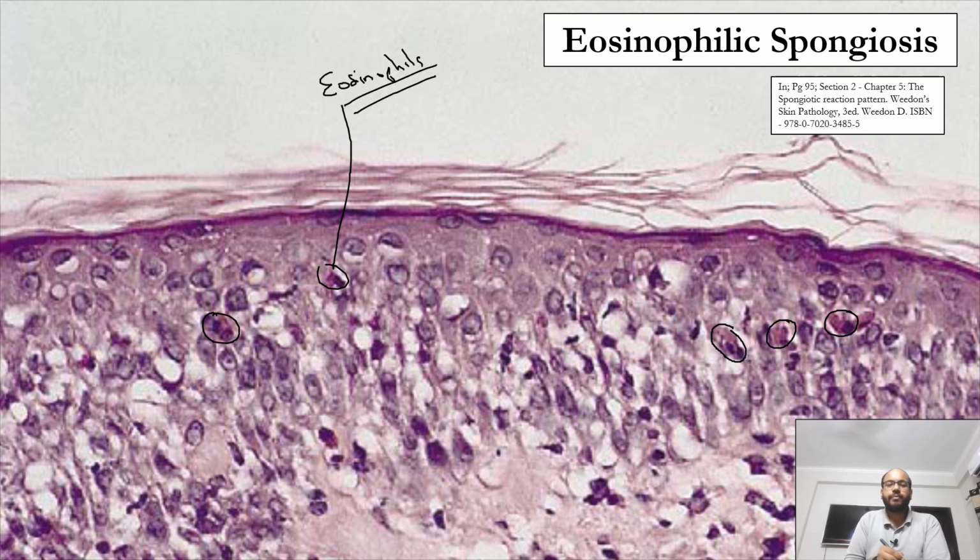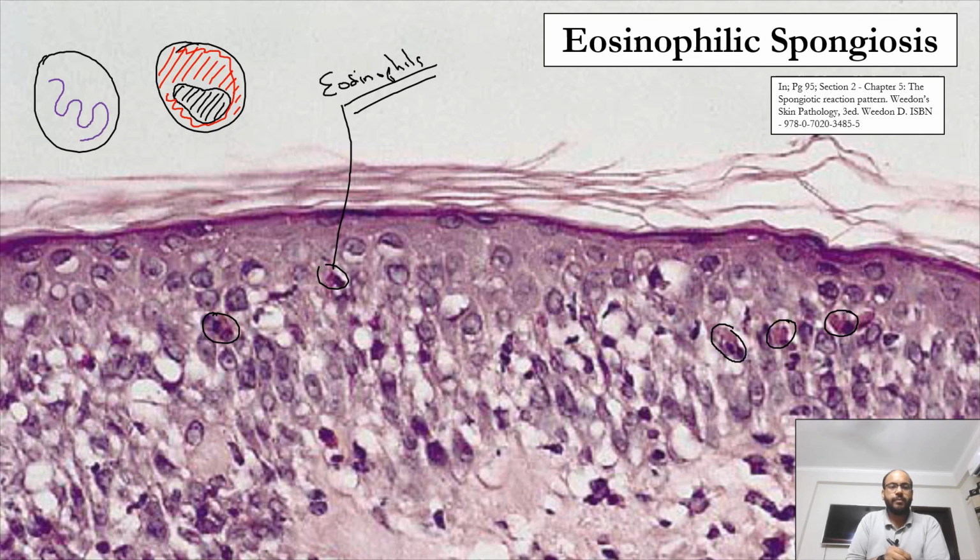Okay. And eosinophils have a large unlobulated nucleus and they have reddish eosinophilic cytoplasm. On the other hand, neutrophils are larger and they have a basophilic multilobulated nucleus. Basophilic multilobulated nucleus. So this is a neutrophil, this is an eosinophil. And here you can see the spongiotic vesicles have eosinophils. Let's move forward.